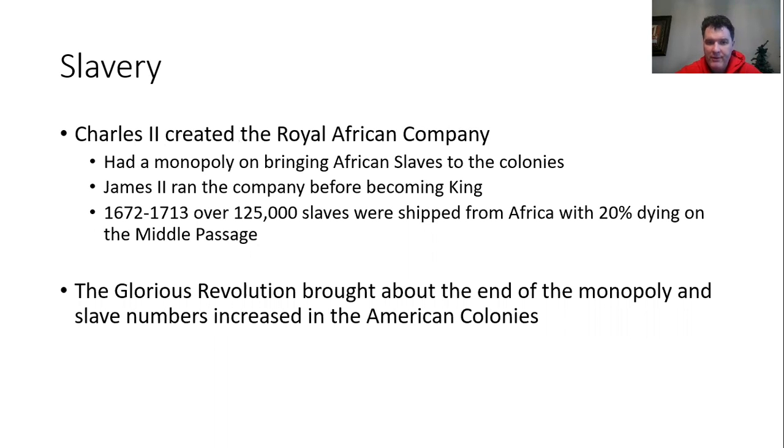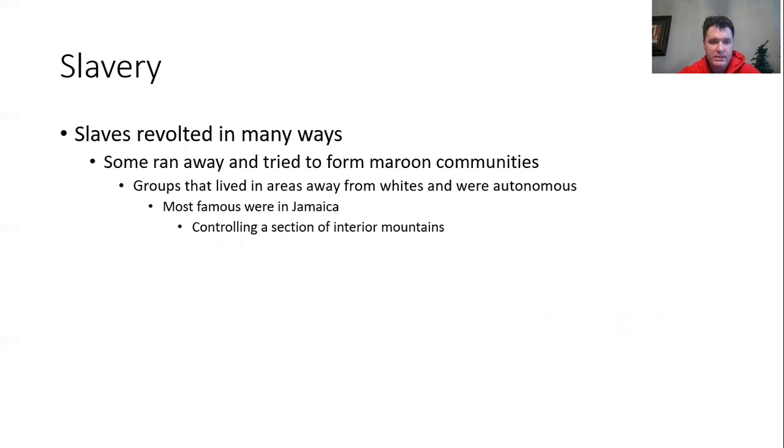Charles II creates this Royal African Company, in which actually the King of England controls the slave trade. And his brother James II runs the company for a long period of time, in which the Royal African Company was the sole provider of enslaved Africans to the British colonies. And the Glorious Revolution, which dethrones James II and puts in William and Mary, brings an end to this monopoly. And after that, you actually see an increase in the number of slaves brought into the American colonies.